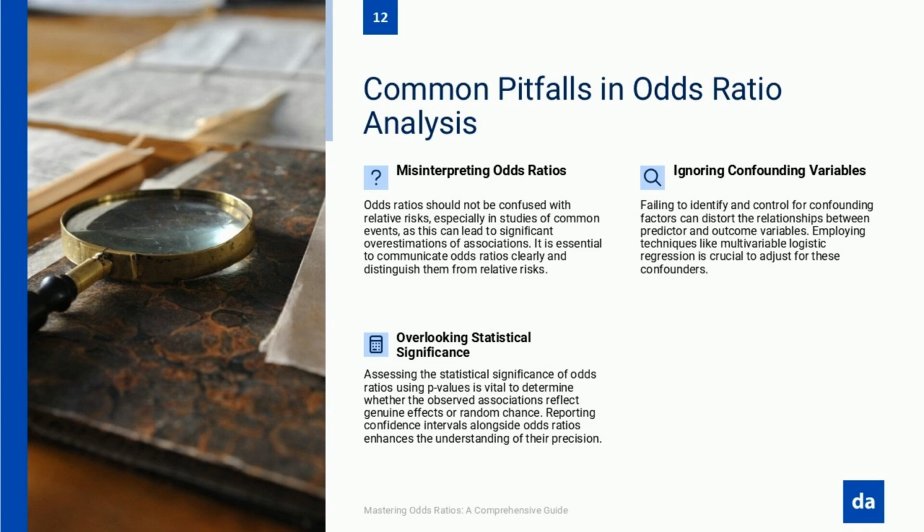One of the most common mistakes in odds ratio analysis is misinterpreting the odds ratio as a relative risk, especially when the event being studied is not rare.